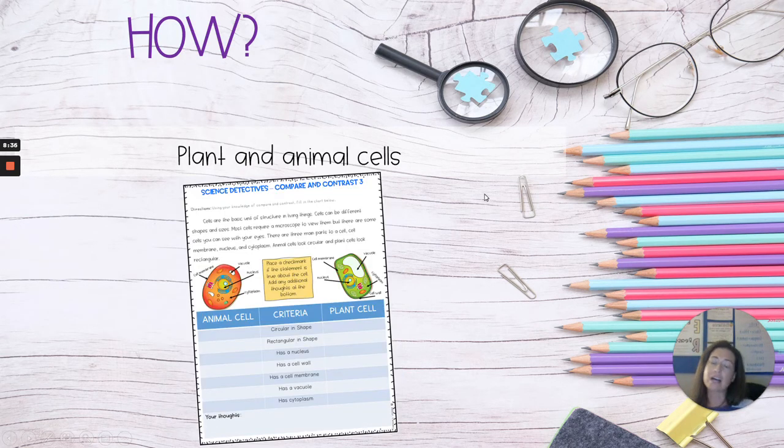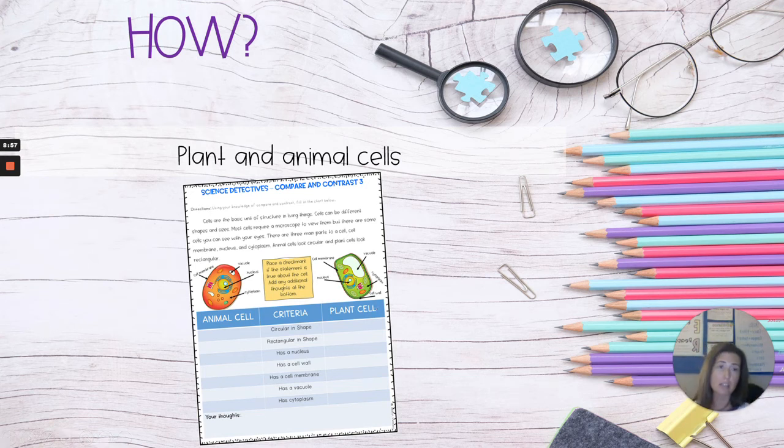Plants and animal cells, that's another really great way to use compare and contrast. For those of you that got this through my email, I'll follow up with an email where you will be able to get these worksheets for free. But this is another great way to be able to use this skill in the classroom.